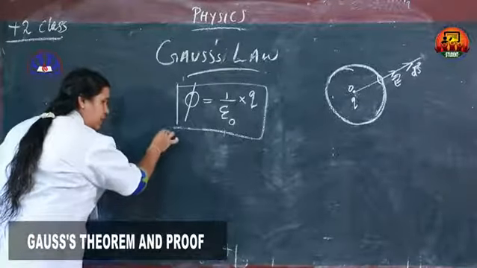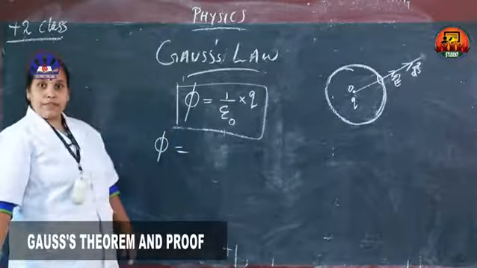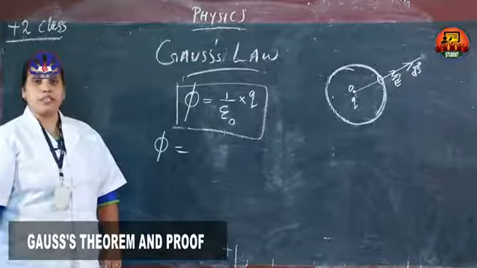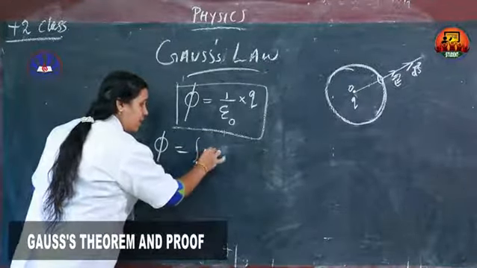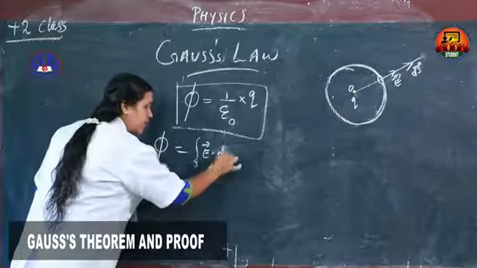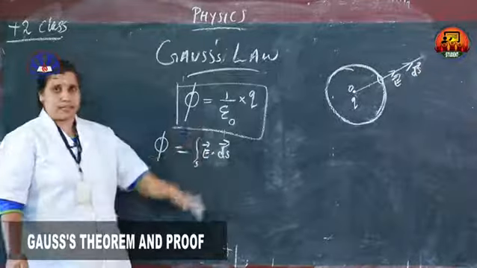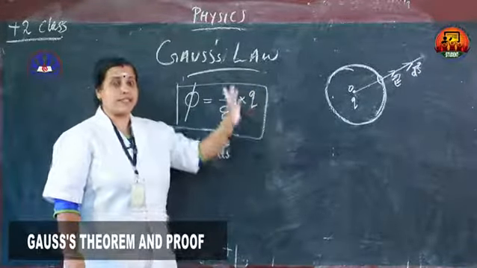What is the left side of our equation? Phi. Phi equals. Can anyone say what is the equation for electric flux that we have already studied? The equation for electric flux is the surface integral of E dot ds. Here E is the electric field vector and ds is the area vector. So we have to calculate the total flux over this spherical surface.